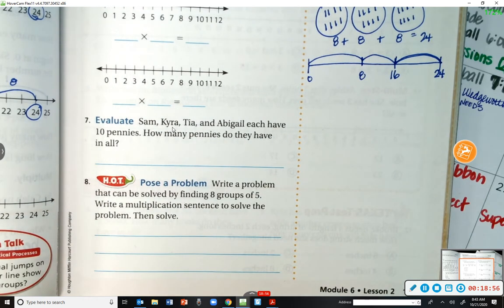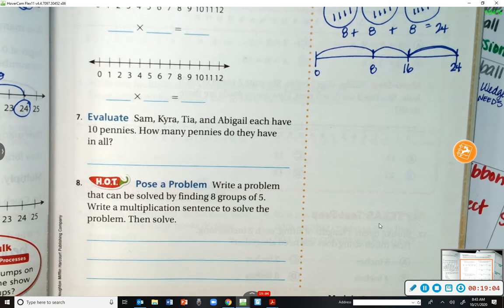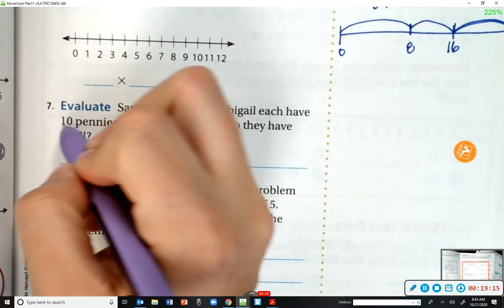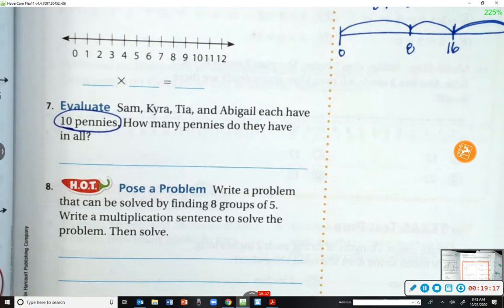It says, Sam, Kyra, Tia, and Abigail each have 10 pennies. How many pennies do they have in all? We hear that word again, in all. Multiply. I can add them all up, or a quicker way is to multiply. I know one of my factors has to be 10, right? Because I have 10 pennies.